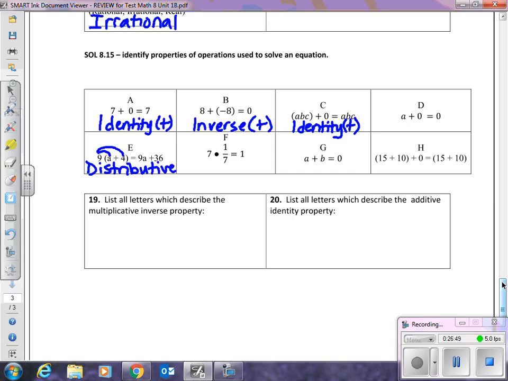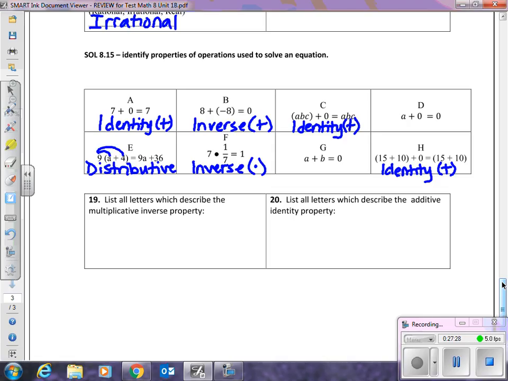Looking at letter F, you have the number 7 times 1/7, which equals 1. Anything that involves a fraction and its reciprocal is going to be the inverse of multiplication, or multiplicative inverse. Okay. For letter G, you have some number A and some other number B, and together they make 0. We don't know what A and B are. We don't care what A and B are, but that's not a property. So we just skip over that one. If you go to letter H, you see 15 plus 10 in parentheses, and then it's added to 0, and then you still have 15 plus 10 in parentheses. This is your identity of addition, because you added 0 and you ended up with the same thing you started with.